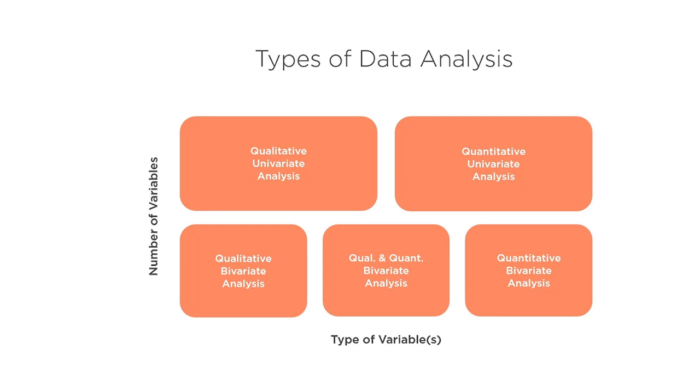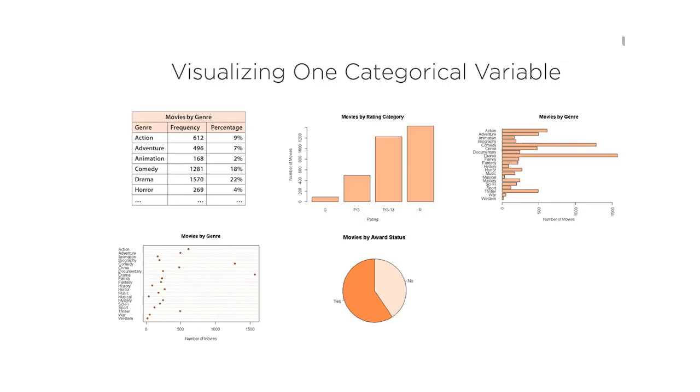Before that, you can see such combinations are possible. Qualitative means a categorical variable, so a single categorical variable is qualitative univariate. Quantitative univariate means a single numerical variable. Likewise, such combinations are possible. In this session, we will try to cover the univariate categorical variable.